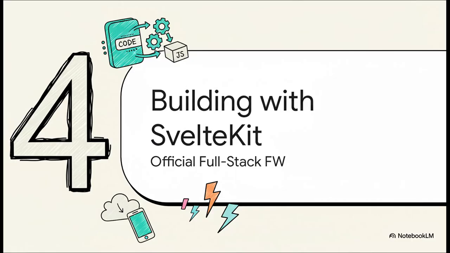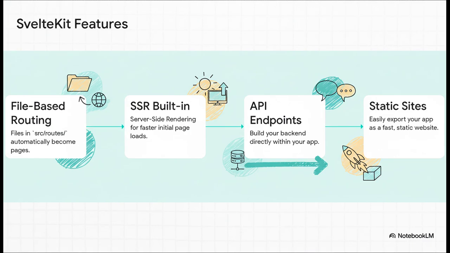Okay, so building components is one thing, but how do you put them all together into a real, full-blown application? Well, that's where SvelteKit comes in. It's the official companion framework for building complete, full-stack apps with Svelte. And SvelteKit gives you the whole toolkit. For starters, it has file-based routing. You want a new page? You literally just create a new file. It's so intuitive. It also has server-side rendering built right in, which makes your site load lightning fast. You can even build your backend API endpoints right inside the same app. And when you're all done, you can just export the whole thing as a static site for insane performance and easy deployment.